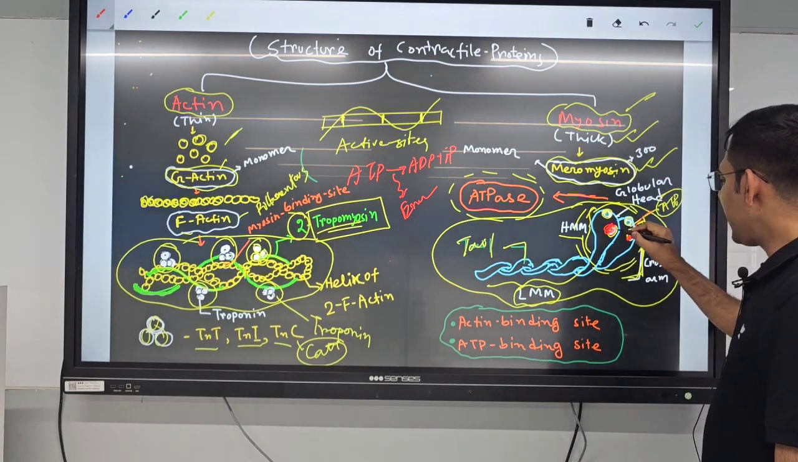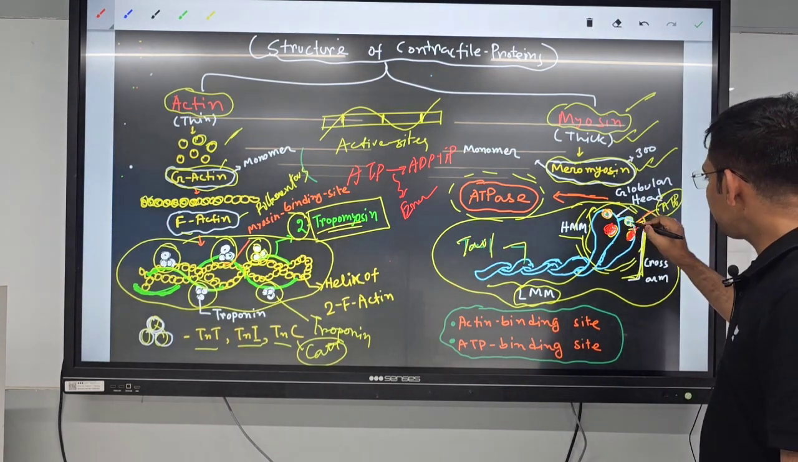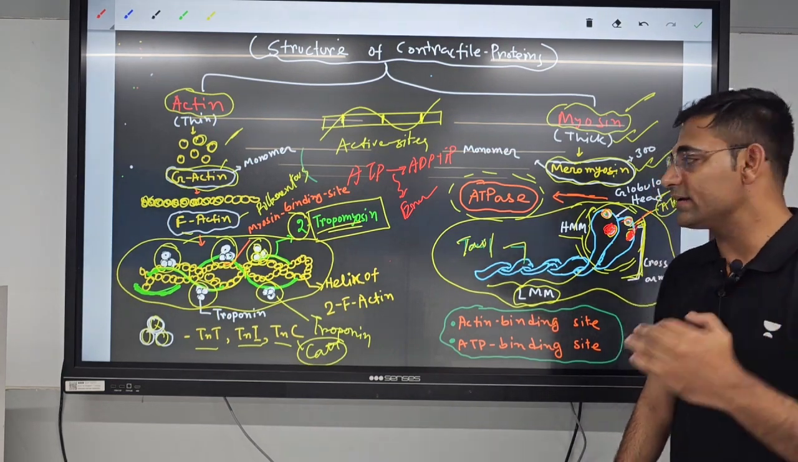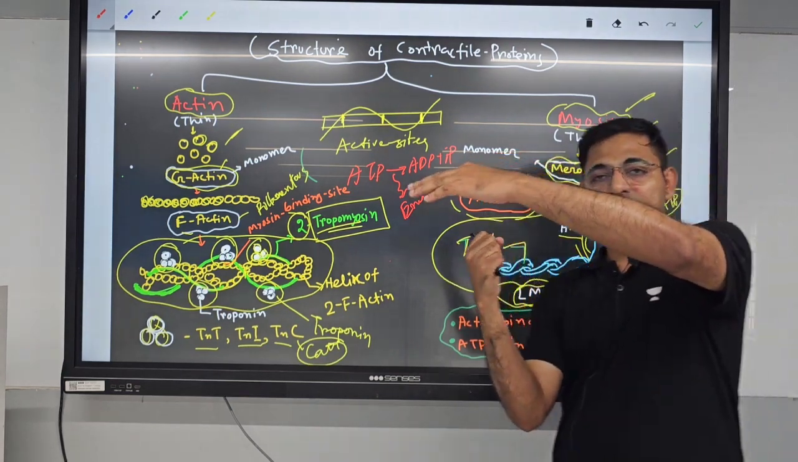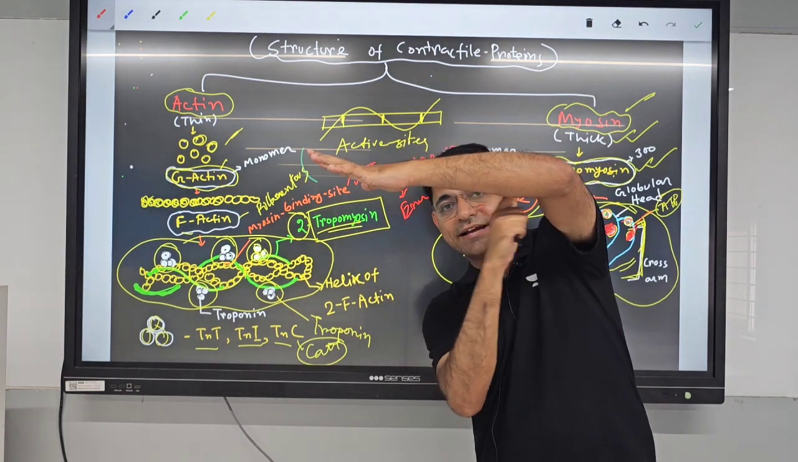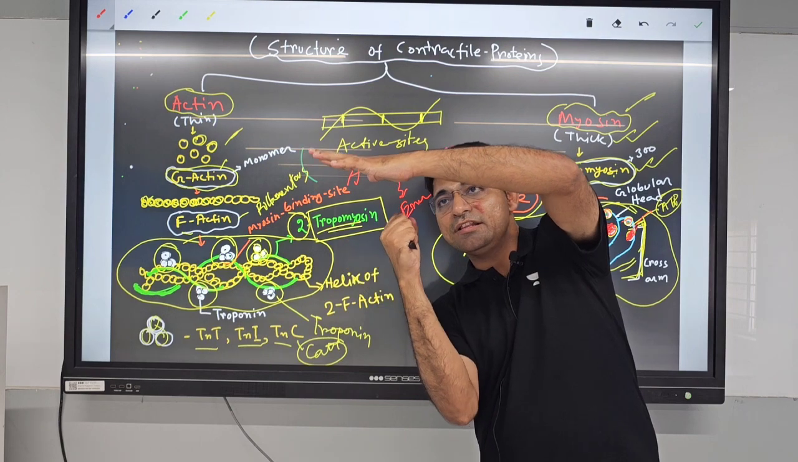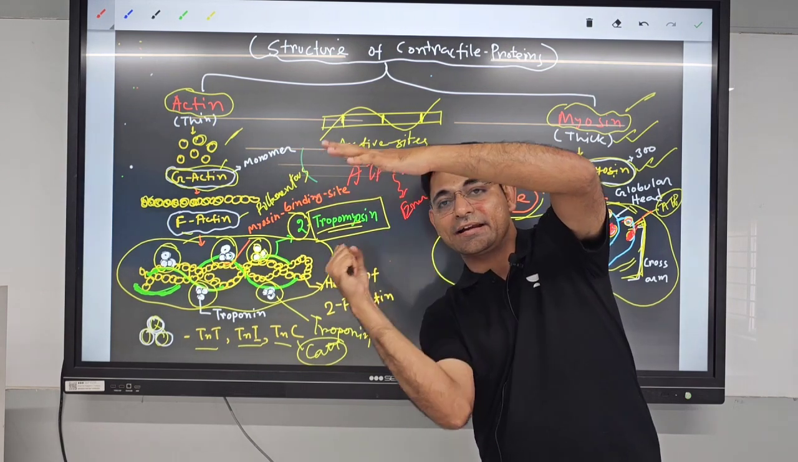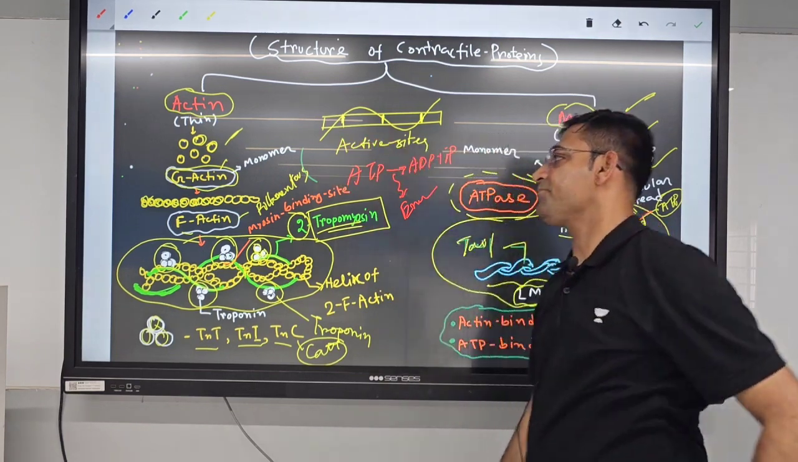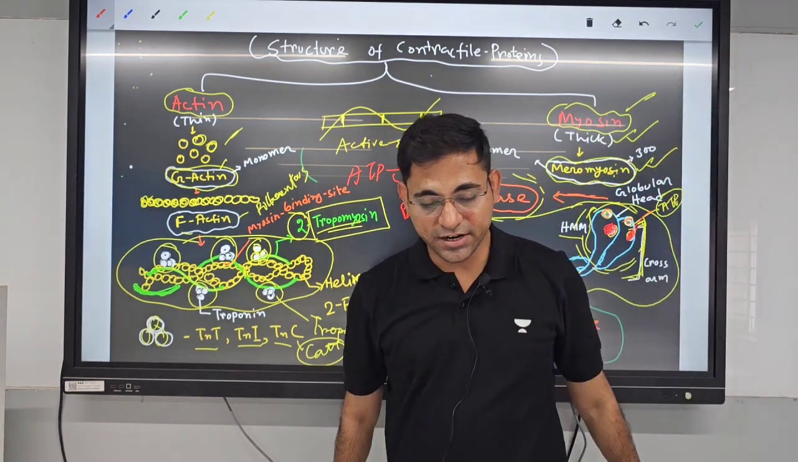So it has an ATP binding site, and these are basically actin binding sites. Suppose this is the myosin head, this is the actin binding site, this is the actin. Okay, so it will bind with the active site of actin, with the actin binding site on the myosin head, in this manner. Okay, so how does this muscle contraction occur?